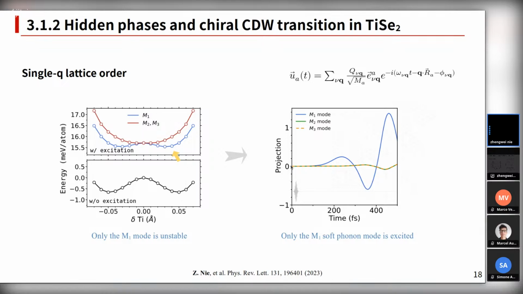It is more obvious by projecting the lattice movements onto each phonon mode. We can see that the M1 mode is significantly excited, while the M2 and M3 modes are hardly excited. So by excitation, we successfully get a single Q charge order as well as a single Q lattice order.